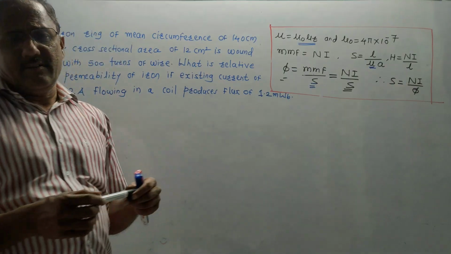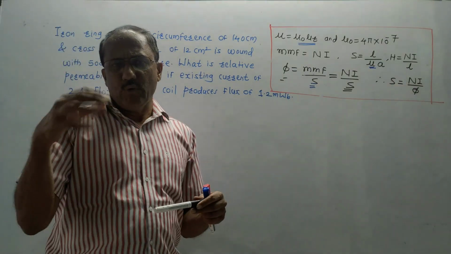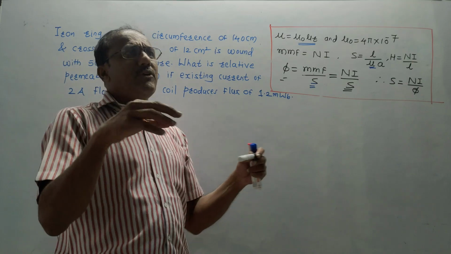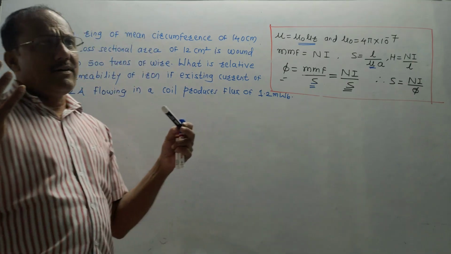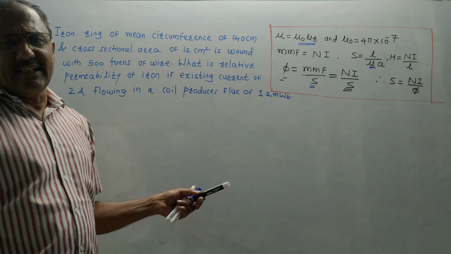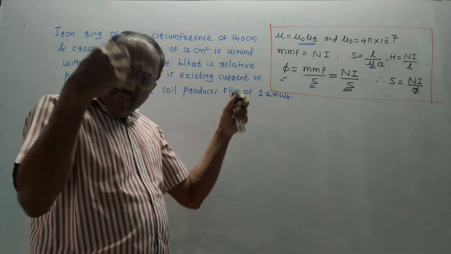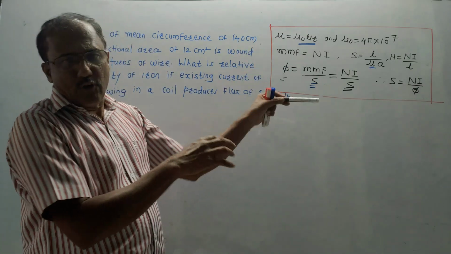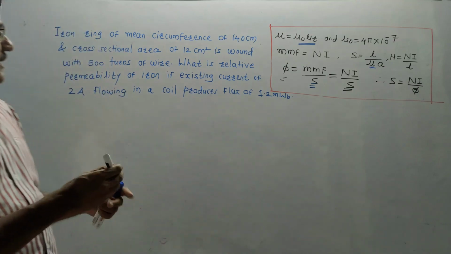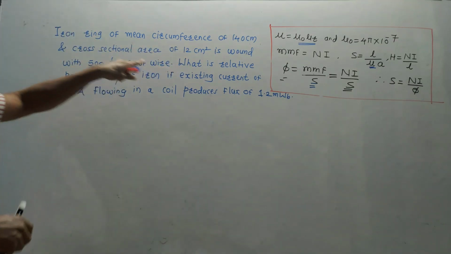In the first numerical, we did the calculation of 5 different quantities. Actually, from the exam point of view, sometimes 2 or 3 quantities are asked, but to get an awareness of making use of formulae, I have solved that lengthy numerical. Let us discuss one more numerical.